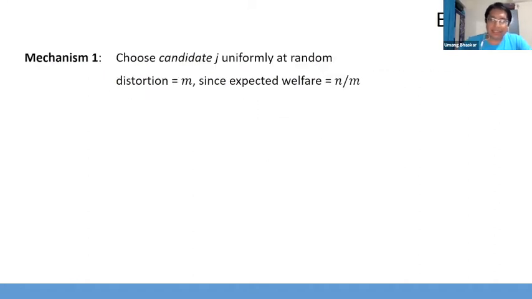So let's take a look at some simple mechanisms and try to understand their distortion. The first mechanism is very simple. It doesn't even look at the input. It just uniformly at random picks a candidate and returns it. Since the total utility over all candidates is n, it's not hard to see that the expected welfare of this mechanism is n over m, and therefore the distortion is just going to be m.